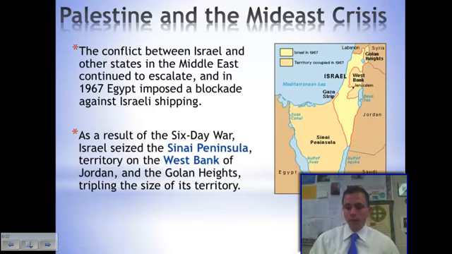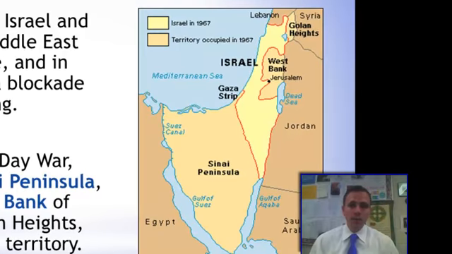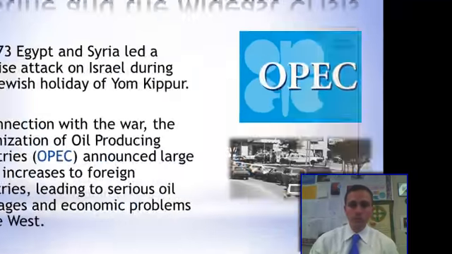Again, Israel ended up winning very quickly. They seized the Sinai Peninsula, the territory of the West Bank of Jordan, and the Golan Heights, tripling the size of its territory. If we see in the map here, the size of Israel land-wise tripled as a result of this. Also, 1 million new Palestinians were now living under Israeli control after this expansion.